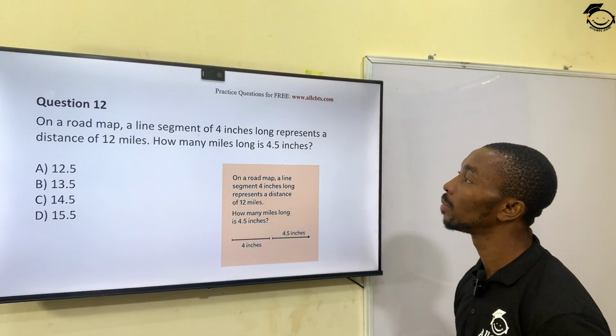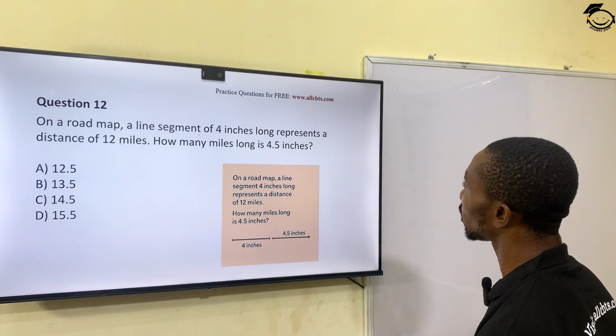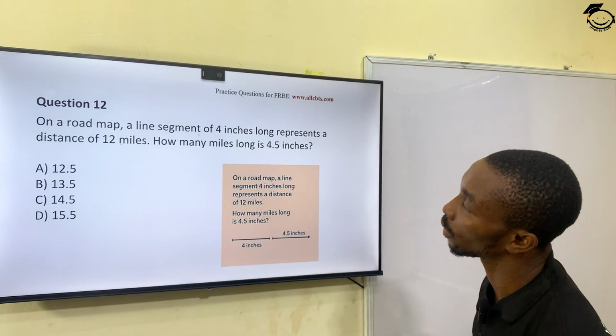On a road map, a line segment of 4 inches long represents a distance of 12 miles.